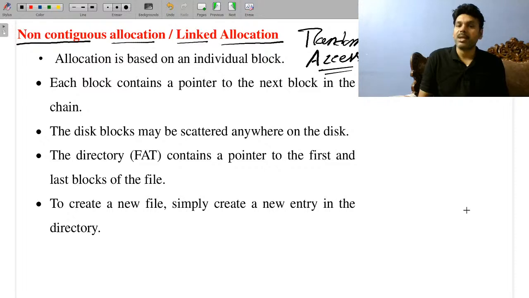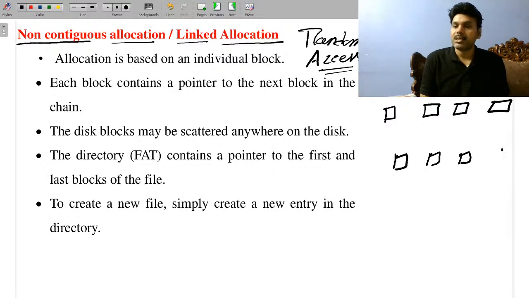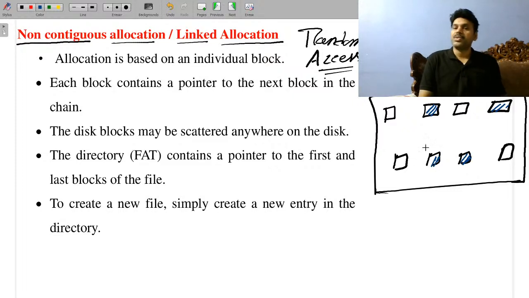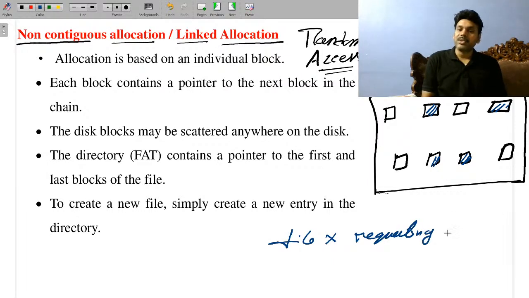What is the meaning of random access, friends? We see that there is a disk file which consists of a group of blocks like this. Let us say 8 blocks are available in your disk. Here some blocks are already allocated. Assume this is busy, and this is busy, and this is busy, and this is busy. Now there is a request from a file. Please understand, file X is requesting, I need 4 blocks.